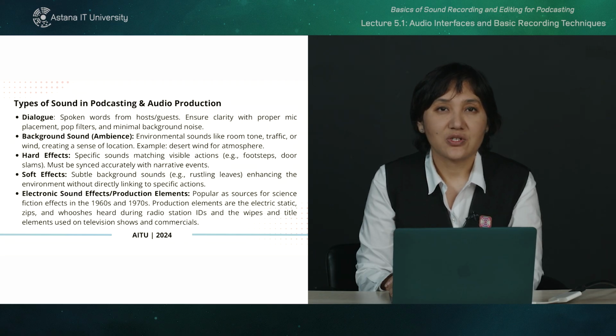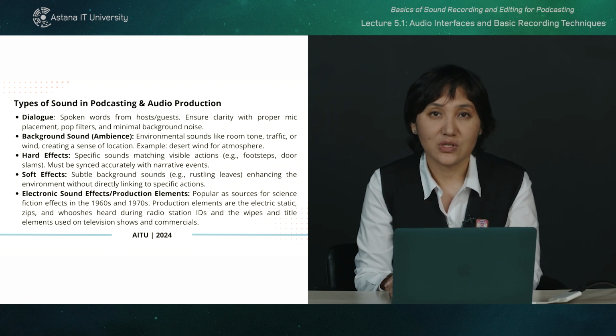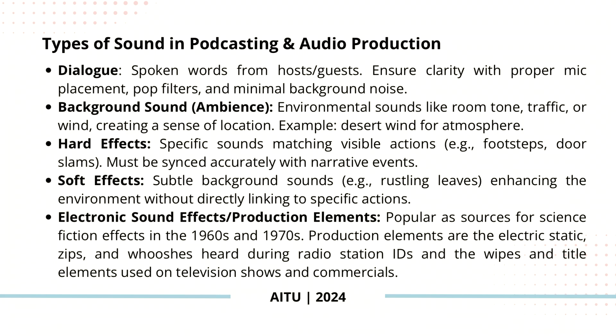Electronic sound effects, production elements, were popular as sources for science fiction effects in the 1960s and 1970s. Electronic sound effects are now used mainly as source material for sound design effects or as production elements. Production elements are the electric static, zips, and whooshes heard during the radio station IDs and the wipes and title elements used on the television shows and commercials. The use of production elements for movie trailers, sound beds, and title elements became popular during the 1990s. These elements are metaphorical in nature and purely subjective in their use.